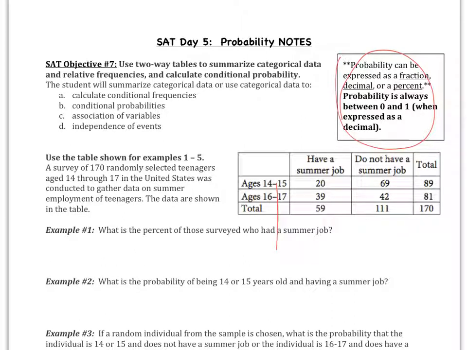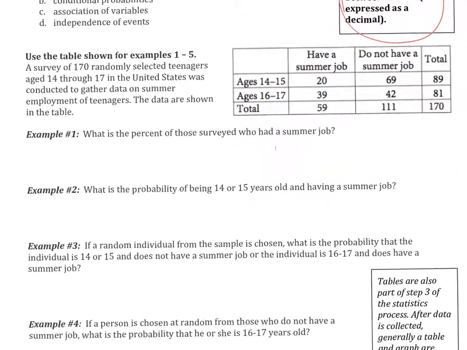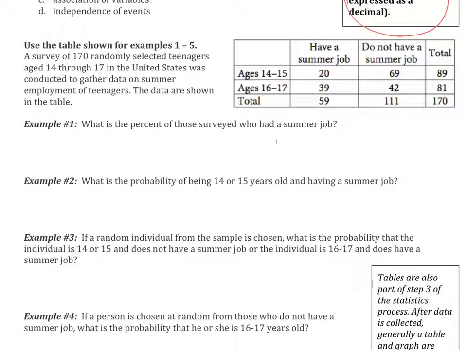If we look at this example, for the tables 1 through 5, or a table with examples 1 through 5, it says a survey of 100 randomly selected teenagers aged 14 to 17 in the U.S. was conducted to gather data on summer employment of teenagers. The data are shown in the table. Okay, so if we look at this table, everyone was asked 2 questions. How old are you? And their age was recorded. And then, do you have a summer job? And then we noticed there were 170 people that were surveyed.